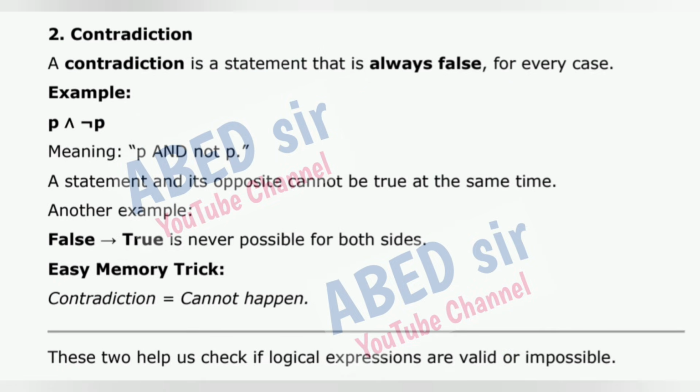2. Contradiction. A contradiction is a statement that is always false for every case. Example: P∧¬P, meaning P and not P. A statement and its opposite cannot be true at the same time. Another example: a statement that is false on one side and true on the other is never possible for both sides. Easy memory trick: contradiction is equal to cannot happen. These help us check if logical expressions are valid or impossible.